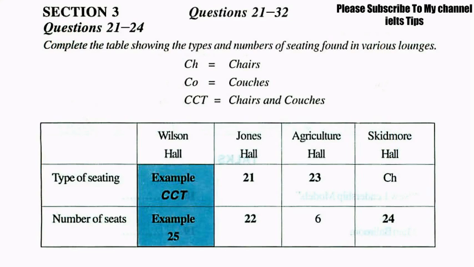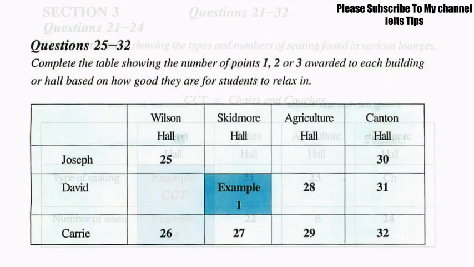In the second part of the discussion, David, Joseph, and Carrie continue talking about conducting a survey. Look at questions 25 to 32 first.